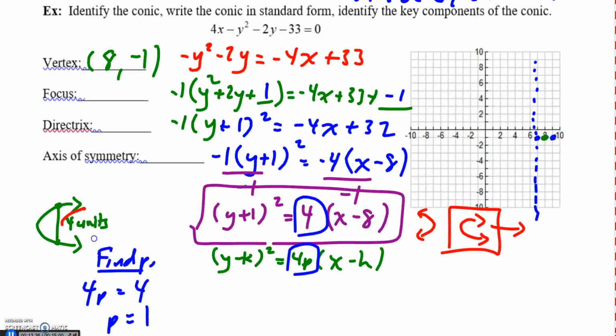Now that I have that picture, I can answer all of my questions more easily. The focus is at 9, -1. The directrix is now a vertical line, x equals 7. And the axis of symmetry this time is going to be a horizontal line because it cuts the parabola directly in half this way, and that looks like y equals -1, a horizontal line.